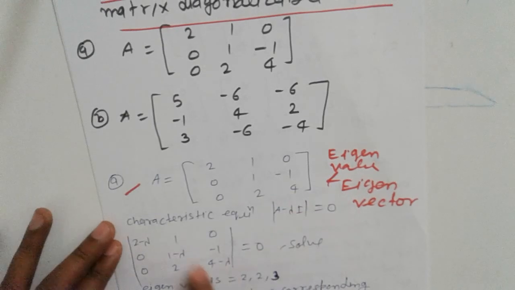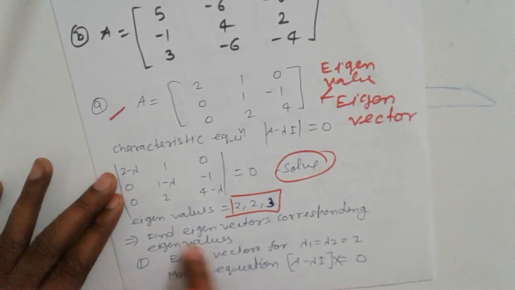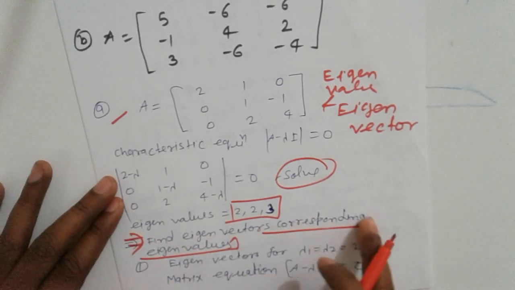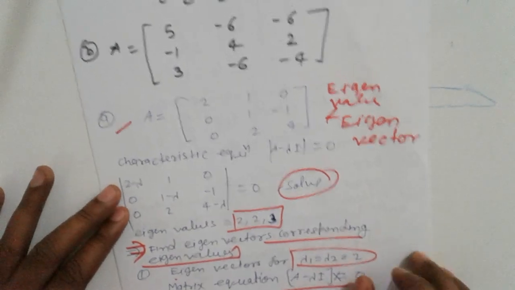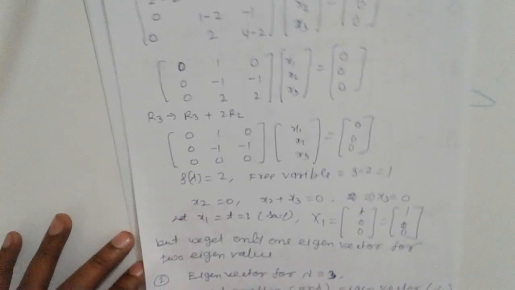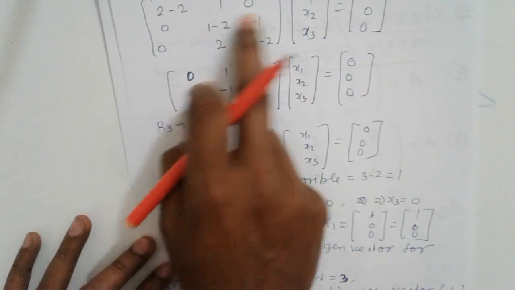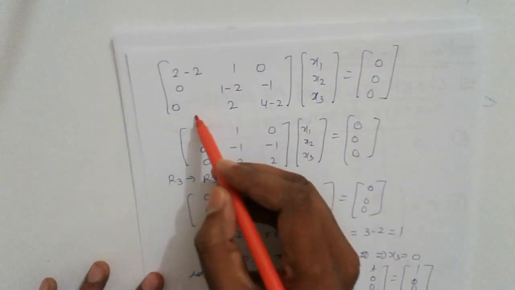So write down the characteristic equation. Solve this, then we get the eigenvalues 2, 2, 3. Now find the eigenvectors corresponding to the eigenvalues. First, the eigenvector for lambda 1 and lambda 2 equal to 2. We write down the matrix equation A minus lambda I times x equal to 0. Put the values and simplify, and we get A minus lambda I.